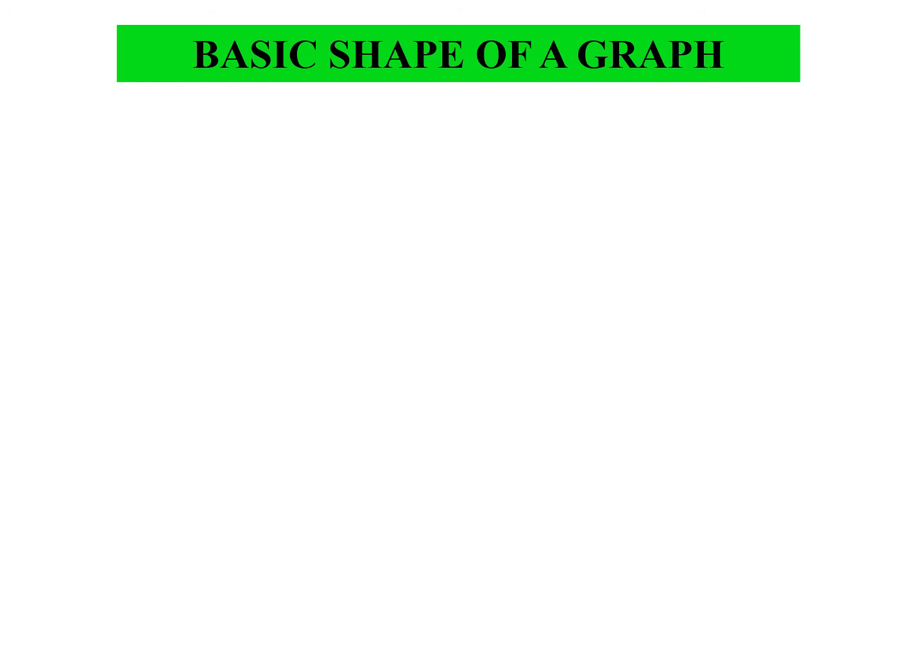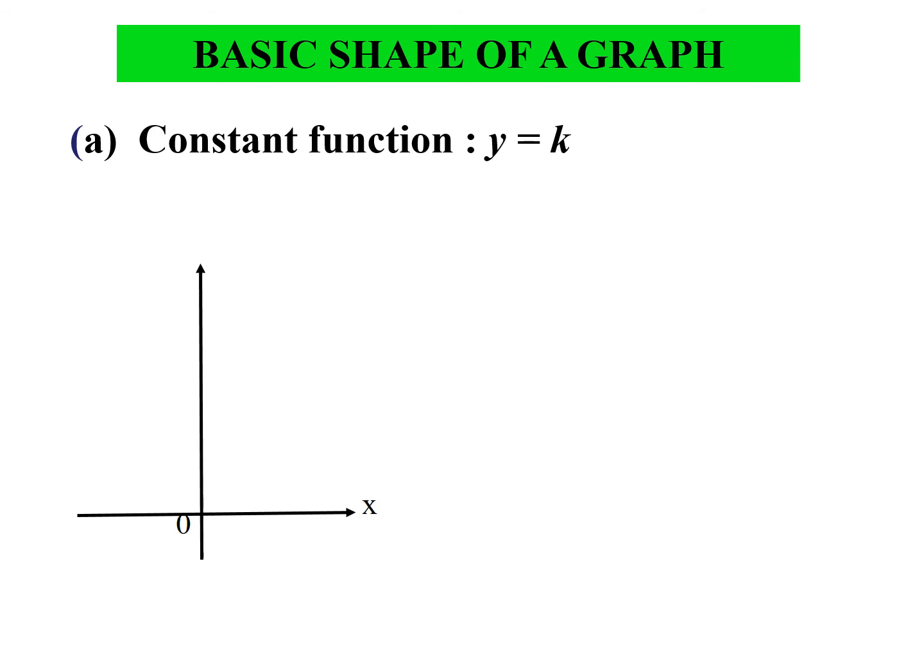Basic shape of a graph. Now first let's look at the constant function y equals k. We draw a horizontal line. To draw a graph, we must first draw the x-axis and y-axis. And then after that, y equals k is a horizontal line, so it will show like this.